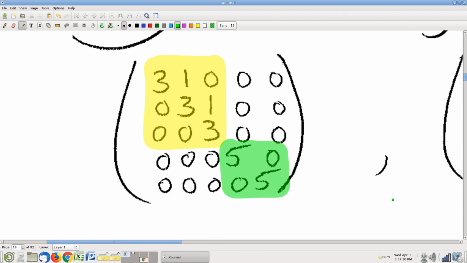So what we know about the original matrix for which this is the Jordan form is that its eigenvalues are 3 and 5. You can see them right there on the diagonals of the Jordan form. The eigenvalue of 3 has multiplicity 3 because it's a 3 by 3 eigenvalue block. The eigenvalue of 5 has a multiplicity of 2 because it's a 2 by 2 eigenvalue block.